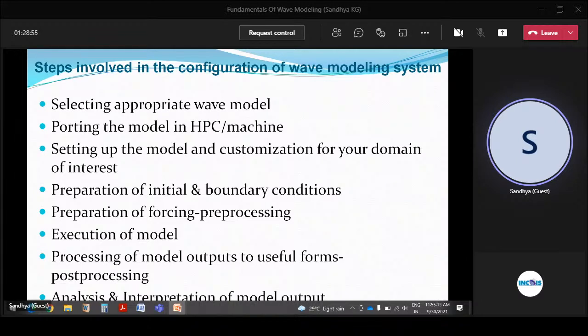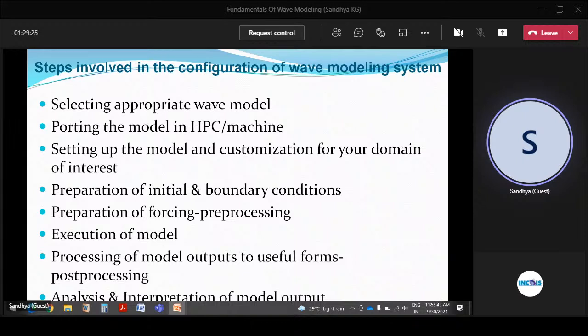And the next step, after selecting the model, is to port it into the high performance computing system or the computer of your choice. If it is an operational agency, like we are at INCOIS, we are using around 200 to 300 processors for running the operational wave models on an everyday basis. So it depends on your application. If you are doing some research application, maybe you can go for a lesser number of processors or machines.